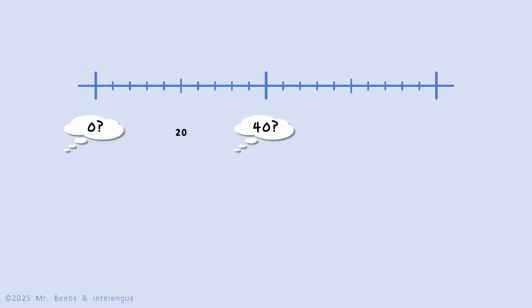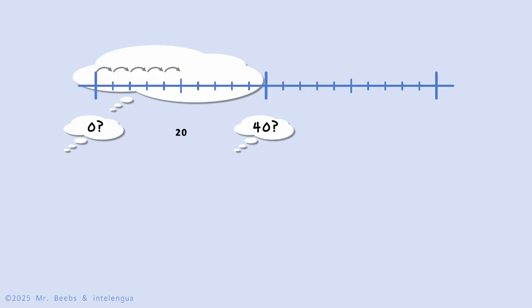Let's keep thinking. Let's count the jumps from 0 to 20 on the number line. 1, 2, 3, 4, 5. 0 to 20 in only 5 jumps means we're skip counting. Are we skip counting by 5? Let's try. Start at 0, then 5, 10, 15, 20, 25.